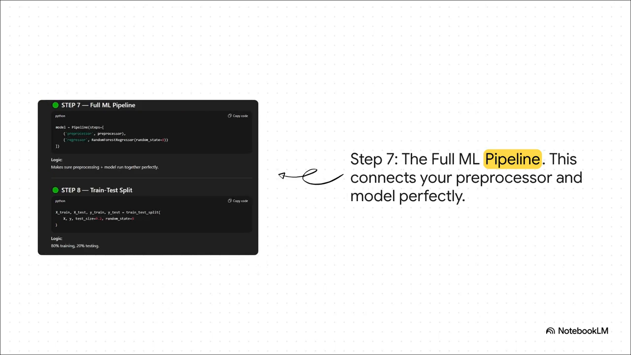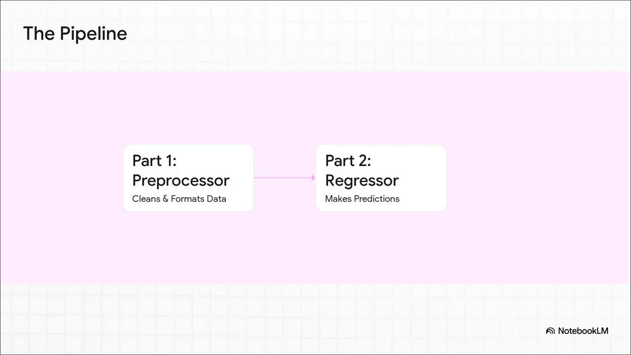And now we bring it all together. We take that preprocessor we just built and we bundle it together with our actual model. In this case, it's a random forest regressor, into one single elegant pipeline. This is so important because it guarantees that your data is always pre-processed in the exact same way for both training and testing. And this really shows you the concept perfectly.